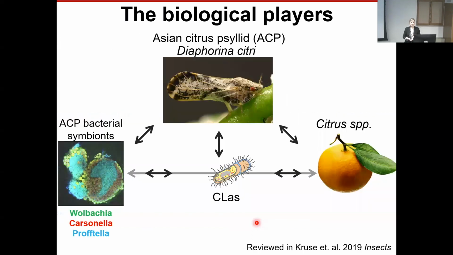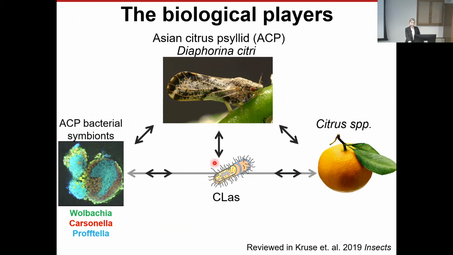And the biological players that enable CLas to be such a successful pathogen are, of course, CLas, the bacterial pathogen, and CLas is known to infect all species of citrus. Importantly, CLas is transmitted between host plants by an insect vector called the Asian citrus psyllid, or the ACP.